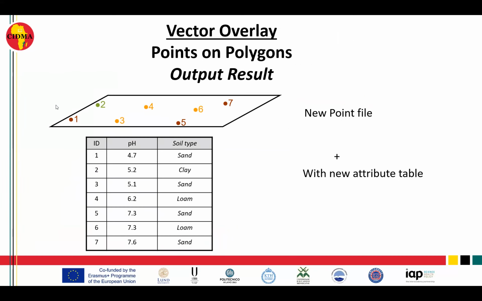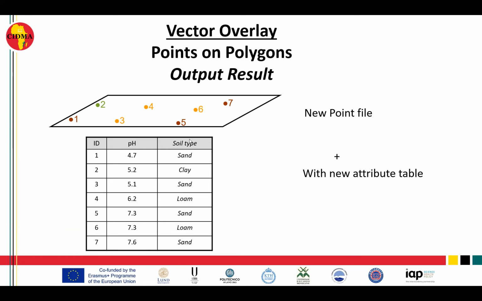So if we have a points on polygon and the computer tells us if the point is inside or outside, it will now create a new point file for us from the overlay function. It will be a new point file with all the points again, the same that we had before, and the same pH attributes that we had before.